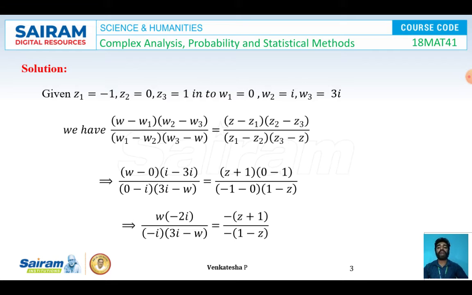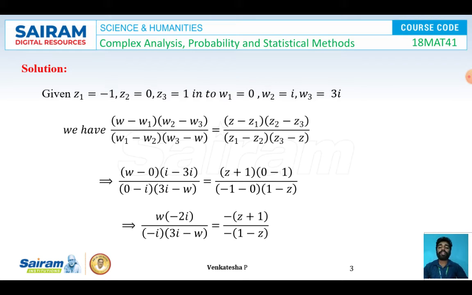The formula we have is (w - w1)(w2 - w3) / (w1 - w2)(w3 - w) = (z - z1)(z2 - z3) / (z1 - z2)(z3 - z). So I'm going to replace z1 = -1, z2 = 0, z3 = 1, w1 = 0, w2 = i, and w3 = 3i in this formula.